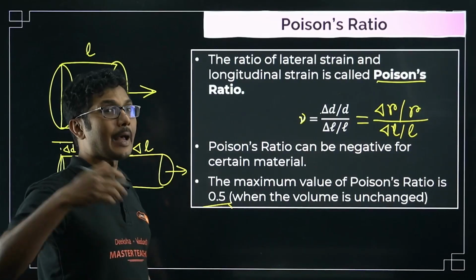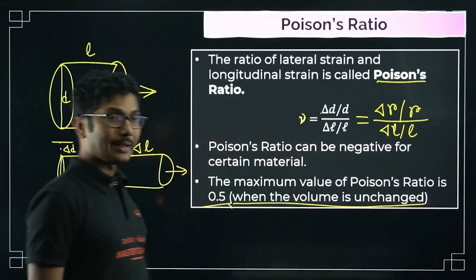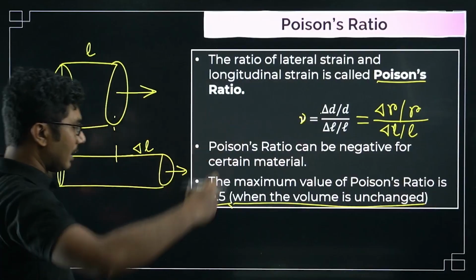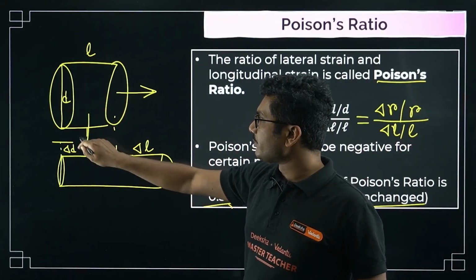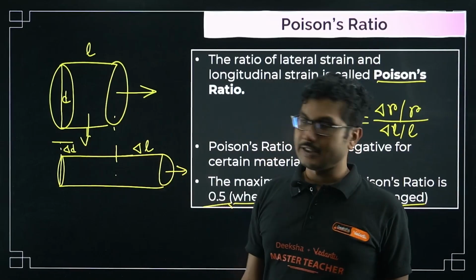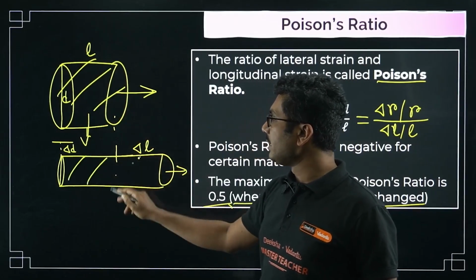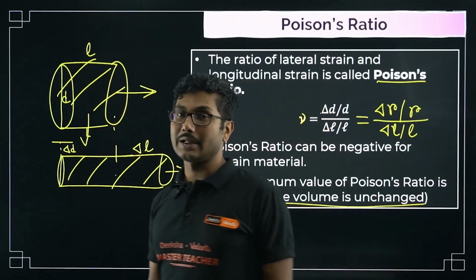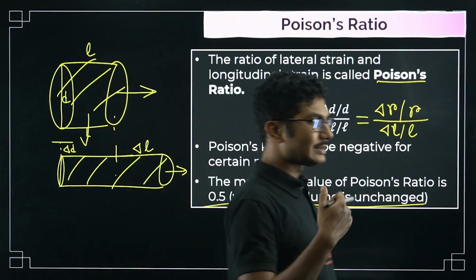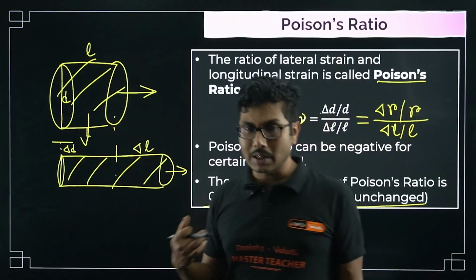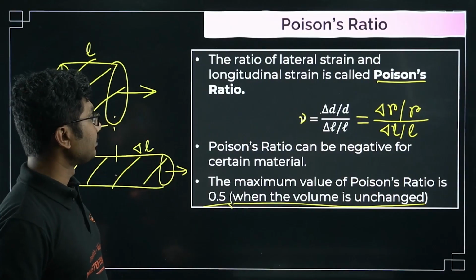Now this happens when the volume is unchanged. That means if you expand the material, but its volume remains unchanged, that means whatever is the initial volume and the final volume, if they remain unchanged, in that particular case the value of Poisson ratio is 0.5. Now you might face an objective question, a 1 mark question based on this concept. So that is why this is very, very important.